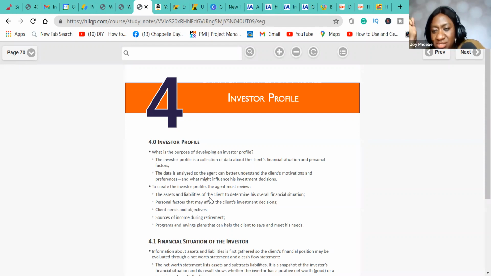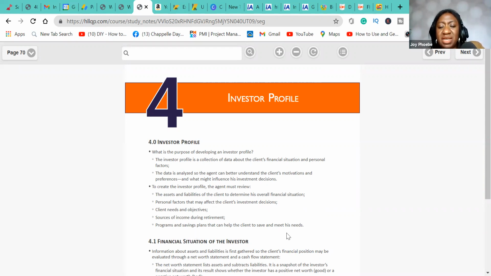Is this client a conservative client? Is this client a balanced client? Is this client an aggressive investor? That is basically what an investor profile is all about. To create an investor profile, the agent must review the assets and liabilities of the client to determine their overall financial situation. We have to look at some personal factors that may affect the client's investment decisions. We need to look at the needs and the objectives of our clients.